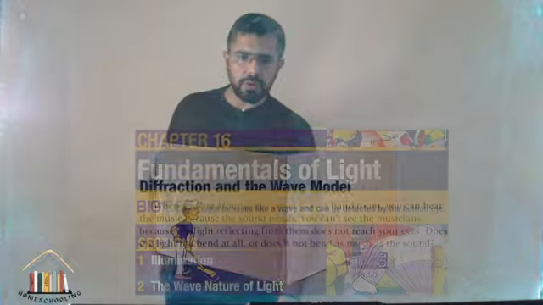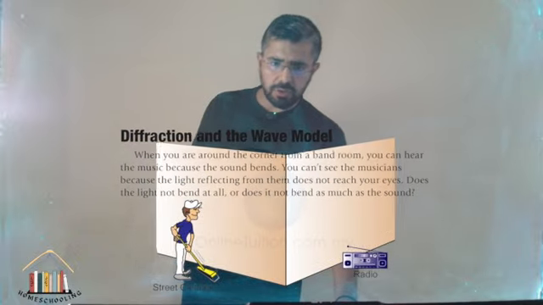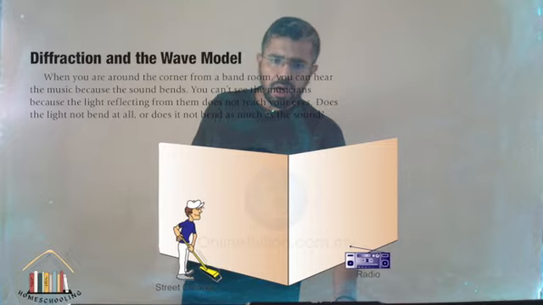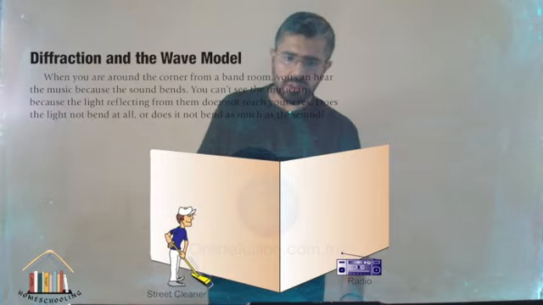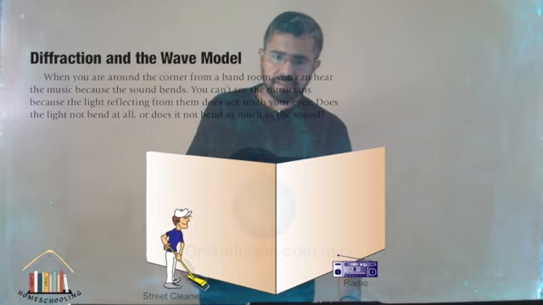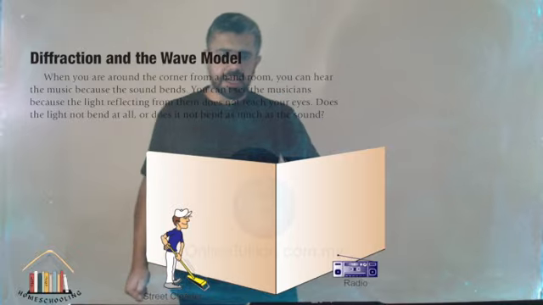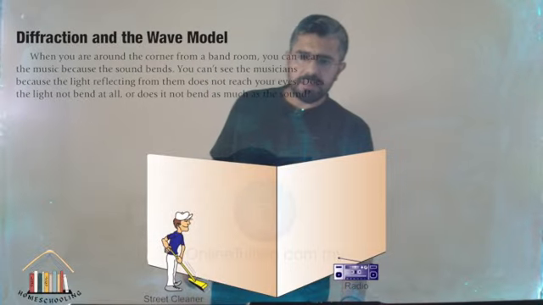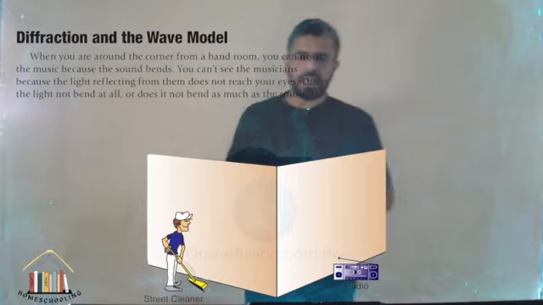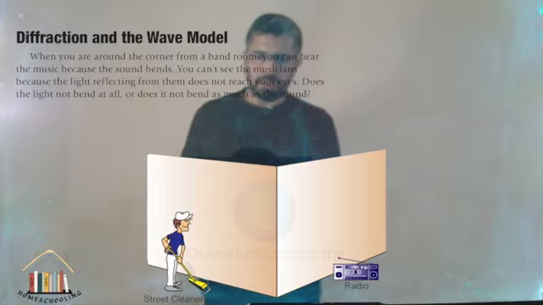And here we go. Have you ever wondered why we can hear things from around the corner, but we can't see? As this guy here, he can hear the radio around the corner, but of course cannot see it. This is because of the property of light that it cannot bend around corners.